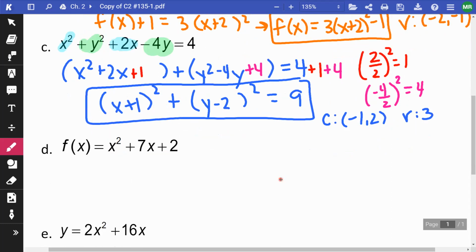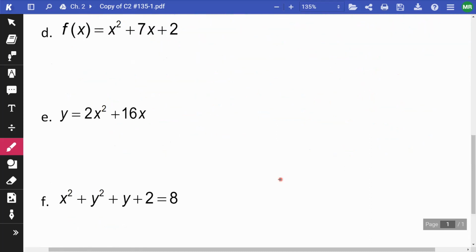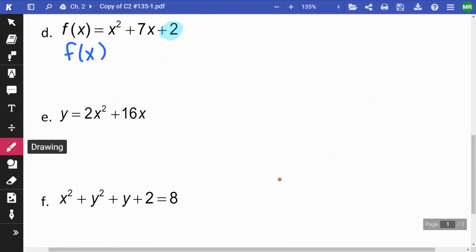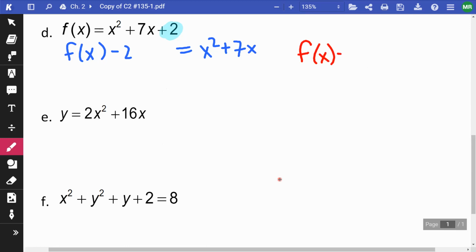On letter D. Now on this one, again, I am going to minus this, take that to the other side. Okay, so I'm going to have f of x minus 2 is equal to x squared plus 7x. Okay, and I'm actually going to write this in two forms here. So when I'm doing this here, let me do this other one in a different color. It's the same thing, but I'm going to write one time as a fraction, one time as a decimal.